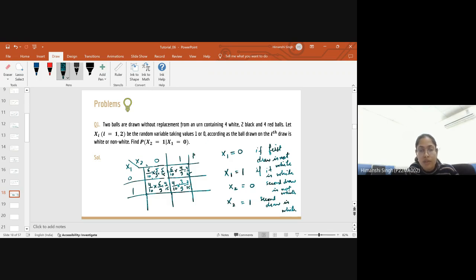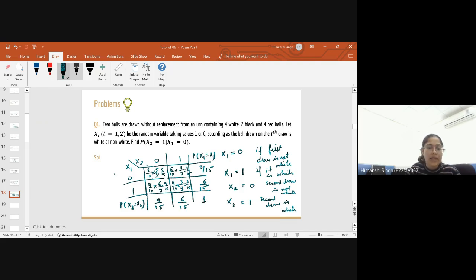Now here we will calculate the marginal probabilities. If I add these probabilities, I will get probability x1 is equal to 0, so it will be 9 by 15. And if I add this one, I will get probability x1 is equal to 1, so it will be 6 by 15. Now this is probability x2. Probability x2 is 0 is the sum of this, so it will be 9 by 15, and probability x2 is equal to 1 will be the sum of this, so it will be 6 by 15. And if I add this up, it will be 1.